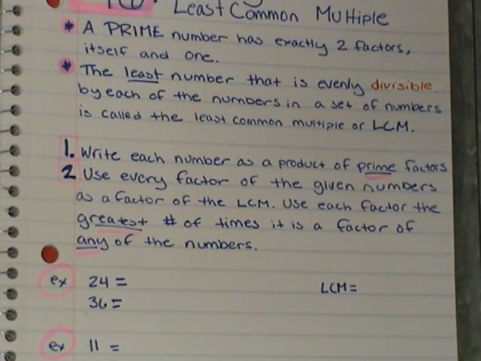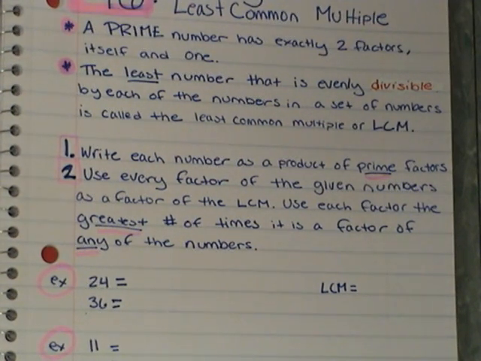So we couldn't put 12 and 2, because 12 is not a prime number. 2 is. But 2 and 4 and 3, 3 is a prime number, 4 is not, so then we have to break 4 into 2 and 2. I'll explain that a little bit more later. Okay? The next step, use every factor of the given number. So when we write out all the factors of 24, all the factors of 36, use every factor of the given numbers as a factor of the LCM, or least common multiple. Use each factor the greatest or the biggest number of times it is a factor of any number.